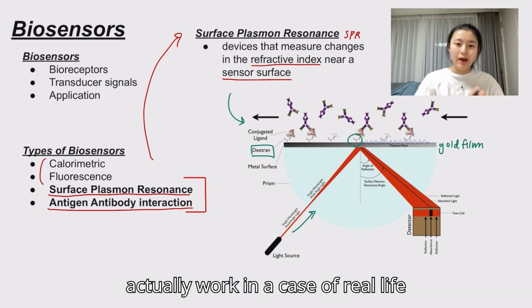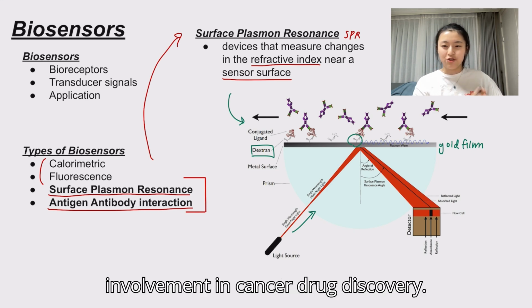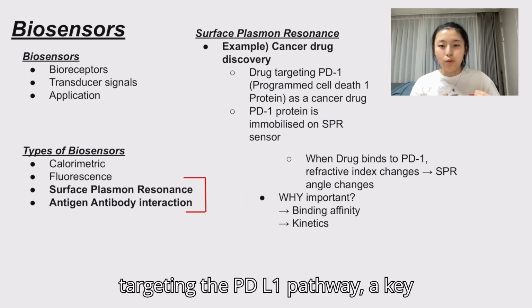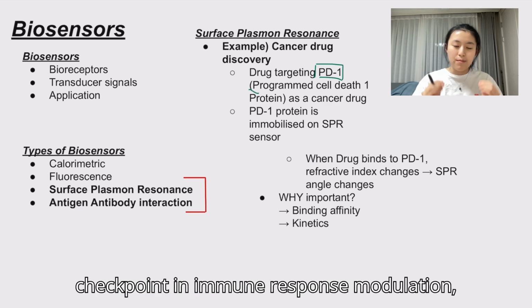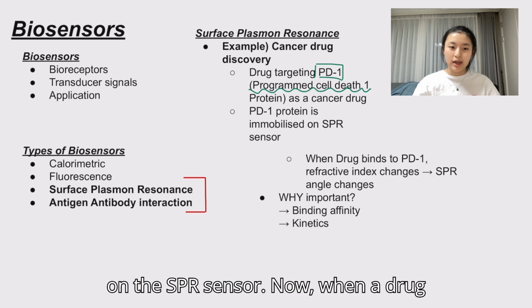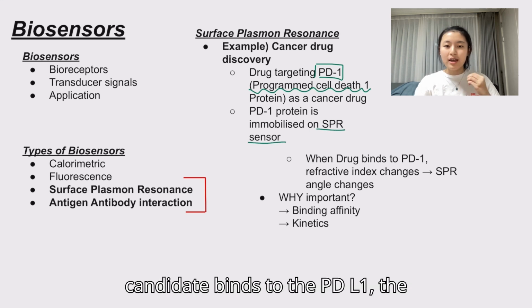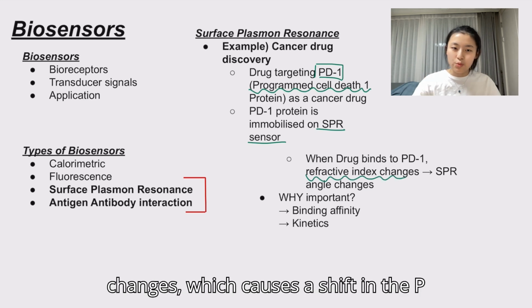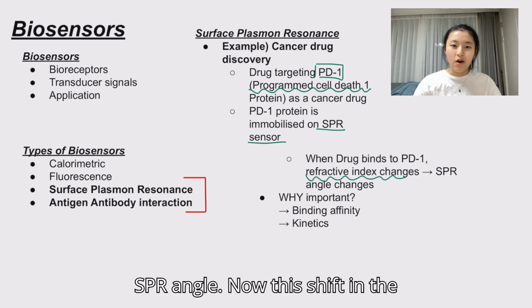Now that we understand the working mechanism of the SPR biosensors, let's see how they actually work in a case of real-life application by looking at their involvement in cancer drug discovery. Now, in the development of a cancer drug targeting the PD-L1 pathway, a key checkpoint in immune response modulation, researchers immobilize the PD-L1 protein on the SPR sensor. Now, when a drug candidate binds to the PD-L1, the refractive index near the gold surface changes, which causes a shift in the SPR angle.